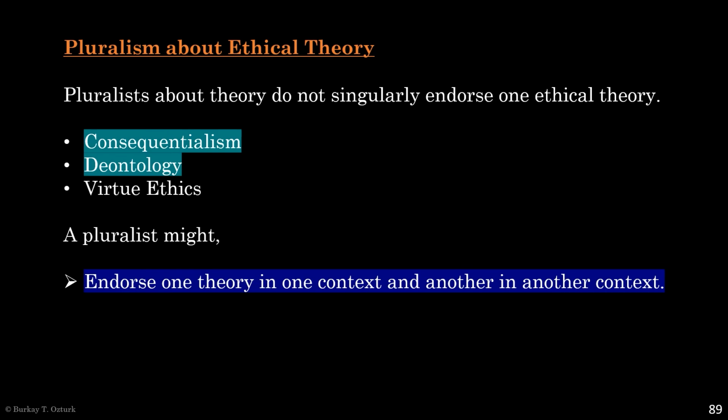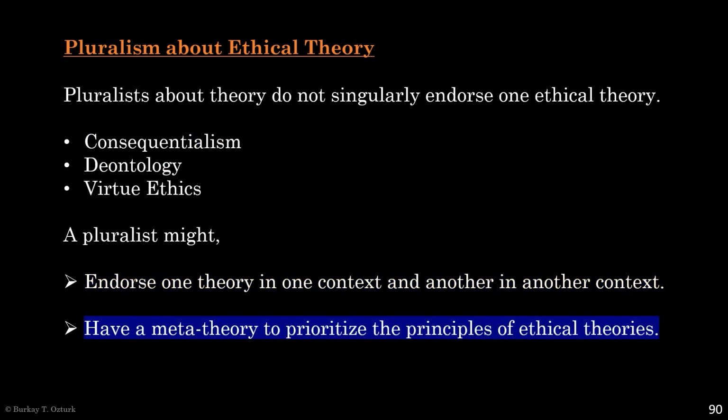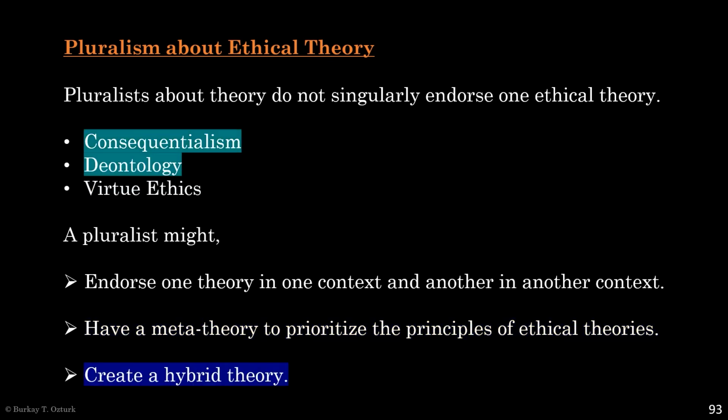Or one could be a theory pluralist by having a meta-theory that helps them prioritize the principles of ethical theories. Let's say my meta-theory says, first try to be virtuous. Failing that, do a consequentialist calculation. Or one might try to create a hybrid theory, let's say of consequentialism and deontology, in which we try to quantify respect as an outcome and maximize it with our actions.